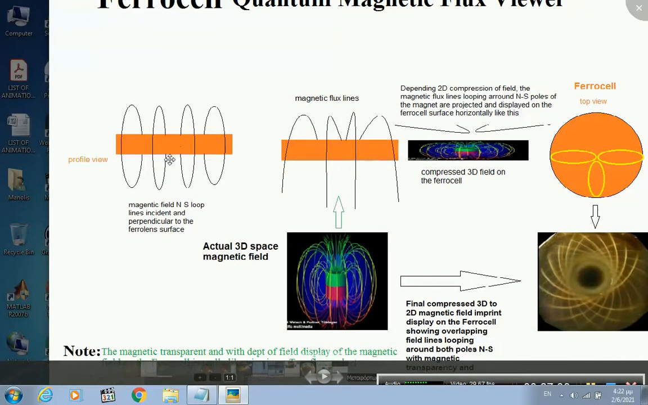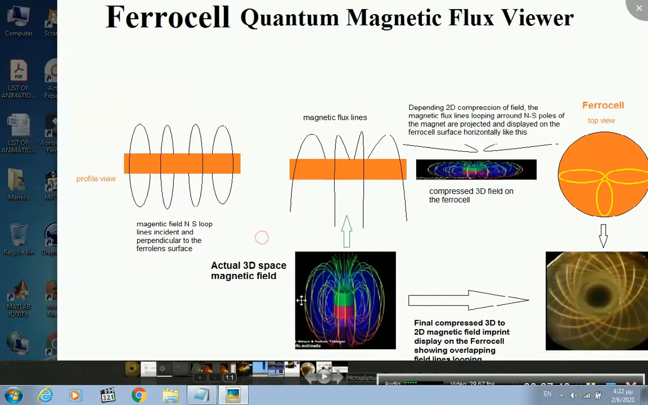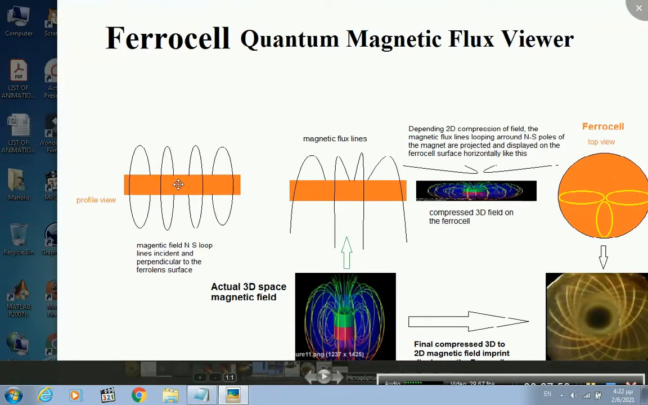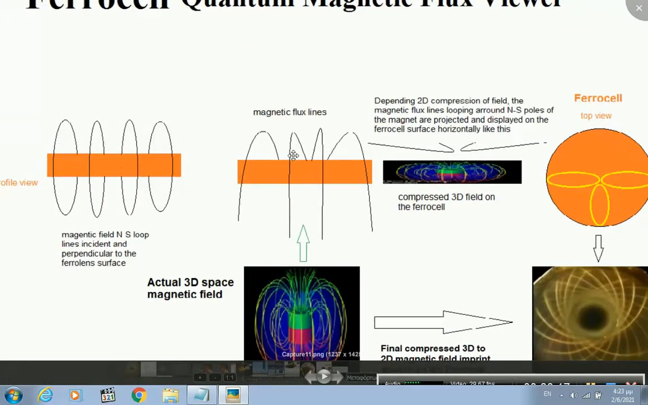passing through the ferrocell surface. So we see here the profile view of the ferrocell on its side, and we see the loops of the magnetic field penetrating perpendicular to the ferrocell thin film, which is inside here between the two optical glasses, which in the latest ferrocell are just half a millimeter thick. So the total thickness is 1 millimeter in the mini ferrocell series. So these lines are passing in. We can see this in this image also.